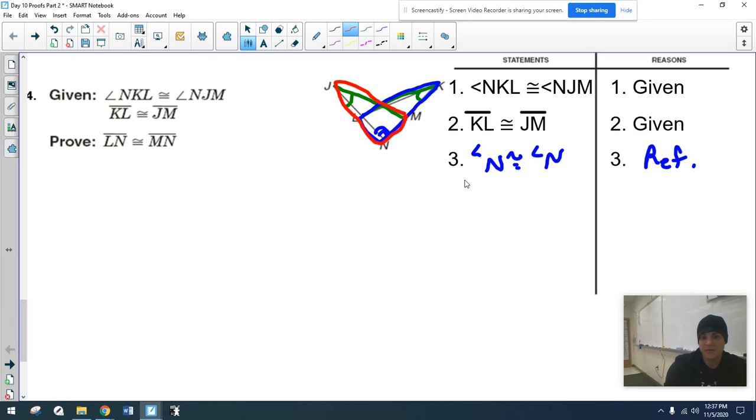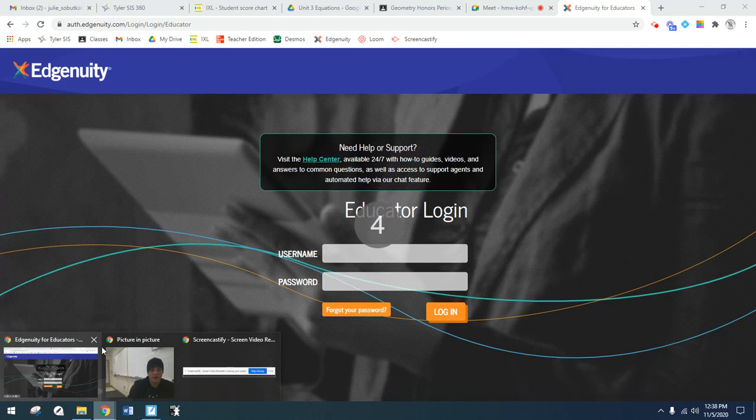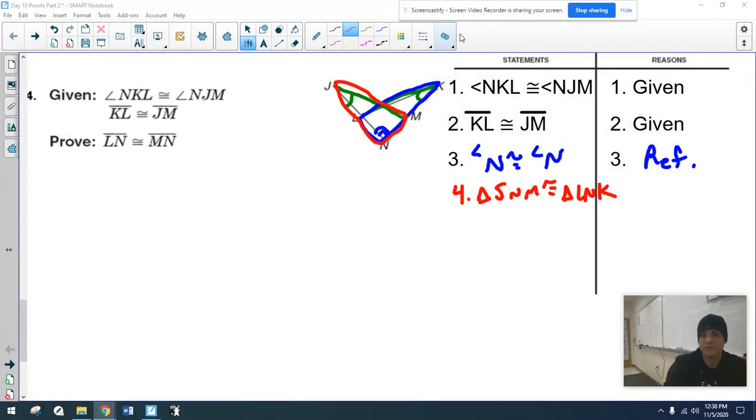So since I have my 3 pieces of information, I'm going to go to a triangle congruence statement. The red one is JNM. And the blue one is LNK. Okay, those two are congruent, and I've got 2 sets of angles and 1 non-included side. So the 1 non-included side, that means I'm going to have angle, angle, side.